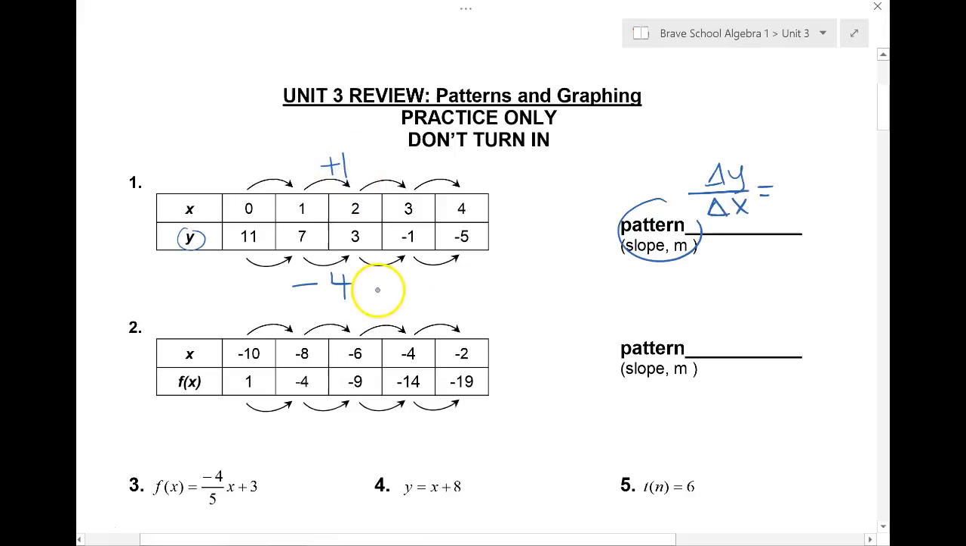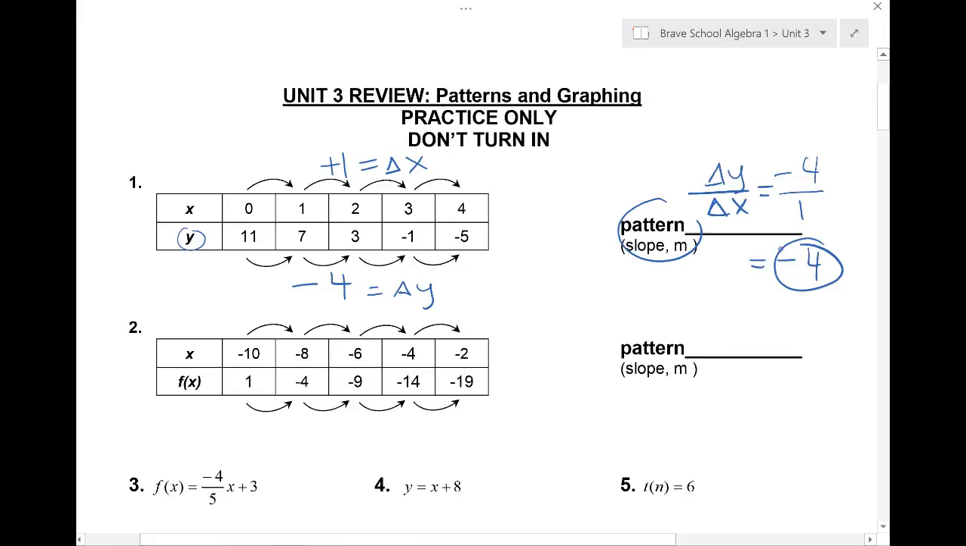Now remember, this is the change in y. This is the change in x. And that little triangle, we pronounce it delta, but all it means is change. So change in x, change in y. Now you're going to take these numbers and plug it in to the formula here, which is y over x. So since it's change in y first, that goes on top, negative 4. And then bottom, it'll be positive 1. And then that simplifies simply to negative 4 over 1, which equals negative 4.